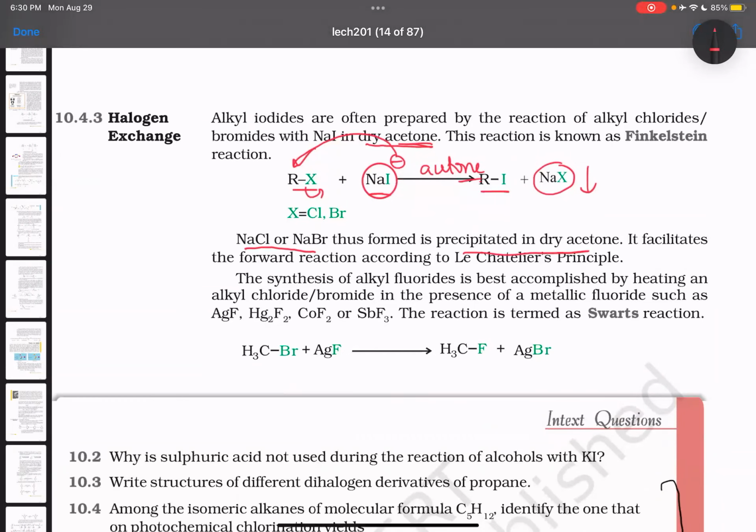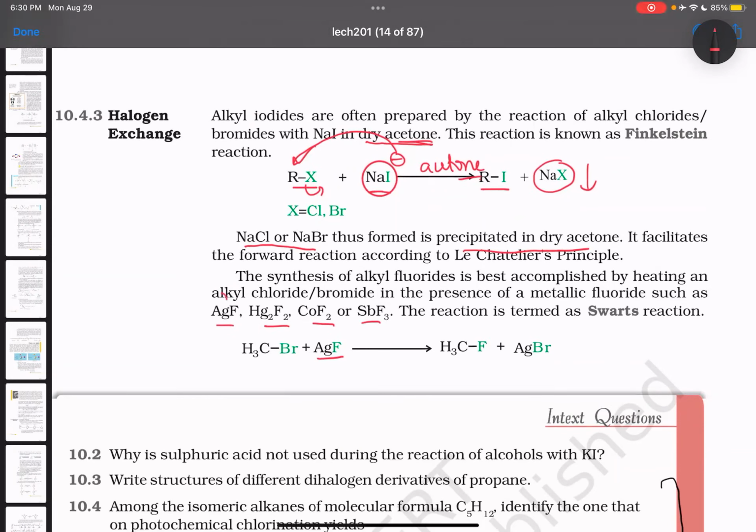Now in the fluoride, if you want to make fluoride, you can heat it with AgF or Ag2F2. AgF is best because suppose if you have chloro or bromobenzene, the silver gets precipitated with bromine, the bromine is removed, and you have fluoride, right? Yes, sir.